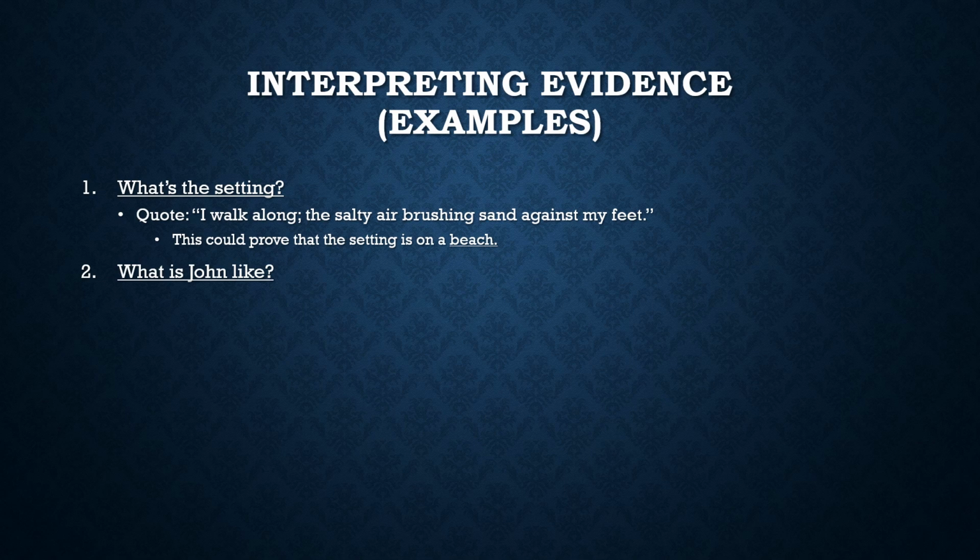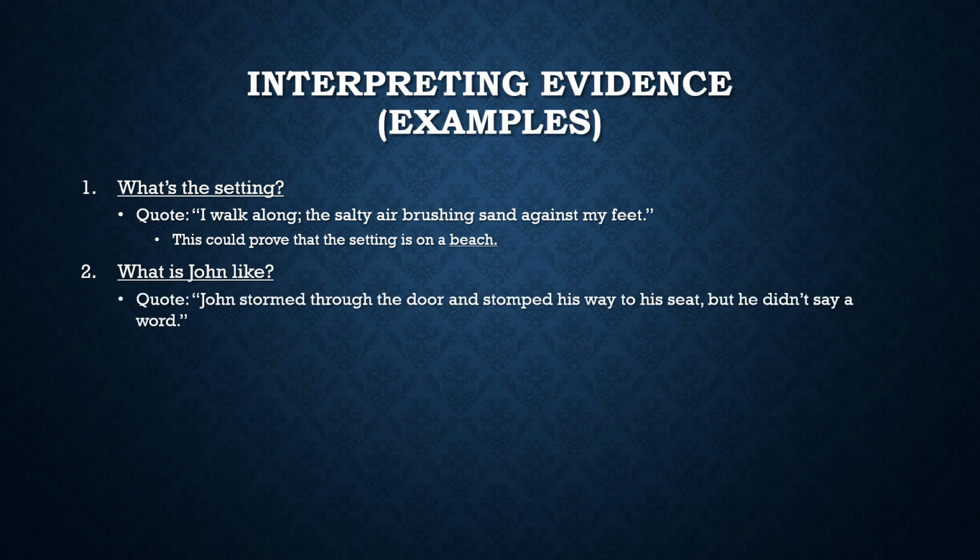Let's look at this example. So we're trying to look for what is John like, this character John, what's he like? And we are looking around, we find this quote. "John stormed through the door and stomped his way to his seat, but he didn't say a word." So notice nowhere does it say anything outright about John, but instead of "John walked through the door," it says that John stormed through the door and he stomped his way to his seat. So here we can clearly see that John is angry about something, and we can use this quote as evidence to prove that even though it doesn't outright say that he's angry, we can still interpret this quote and figure that out.